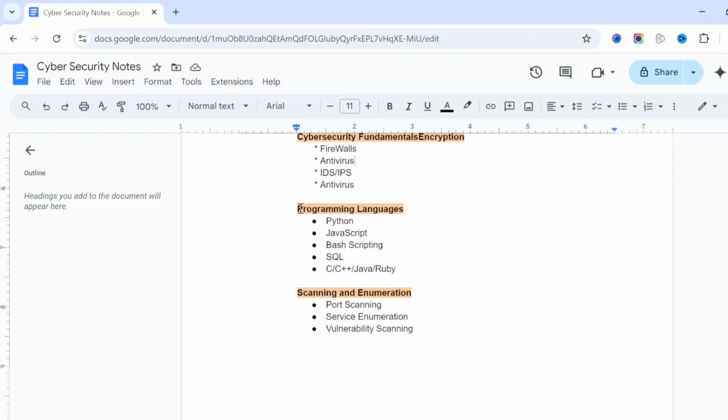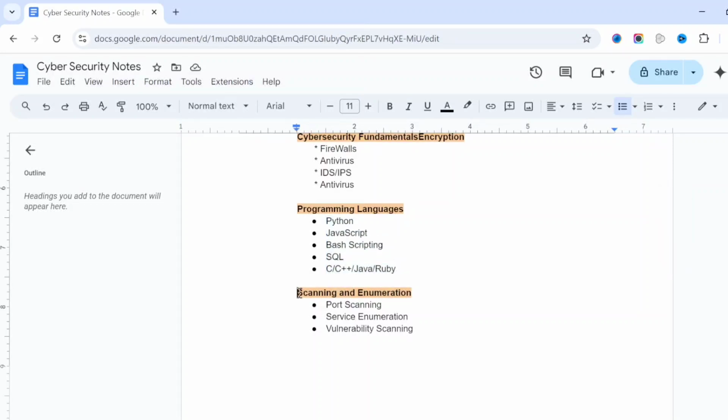After these fundamentals we are moving into programming languages like Python, JavaScript, Bash scripting, SQL, C, C++, Ruby, Java. These are some of the programming languages to be covered in cybersecurity. No need to worry about all of this. Only a little part of the programming languages we need to cover in the cybersecurity course.